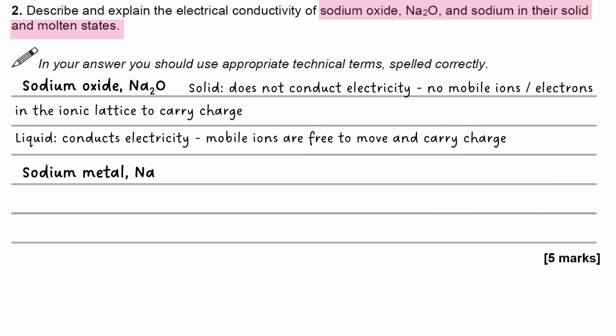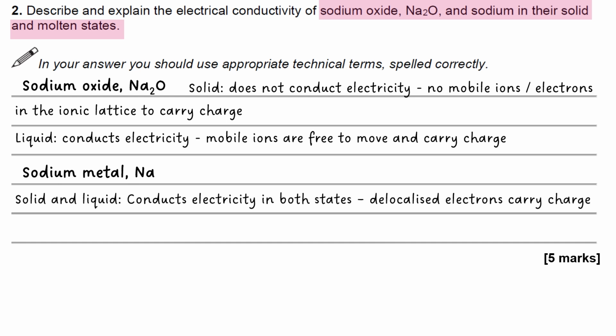So sodium oxide is a solid. Because it's an ionic lattice, it doesn't conduct electricity because there's no mobile ions or electrons in the ionic lattice to carry charge. Once it's molten, it does conduct electricity because now the mobile ions are free to move and therefore carry charge. Sodium metal, like any metal, conducts electricity in both states because we have delocalized electrons carrying the charge.